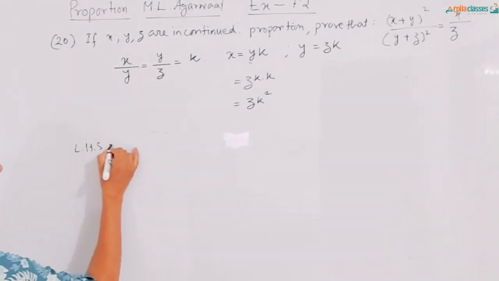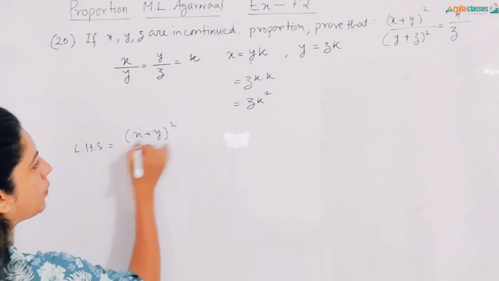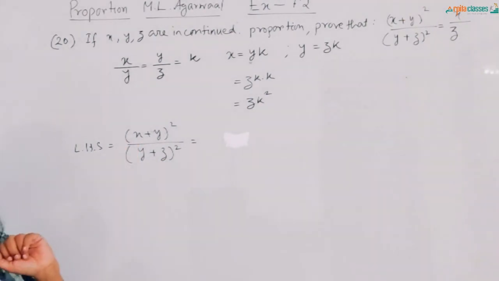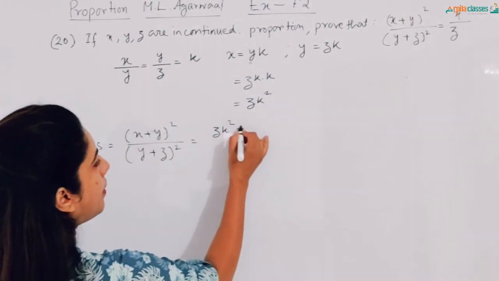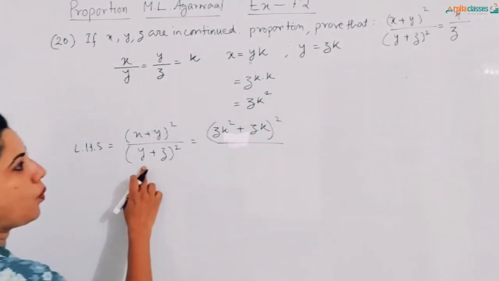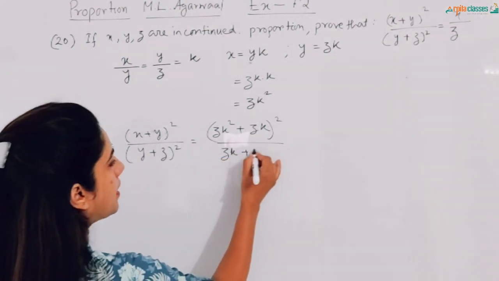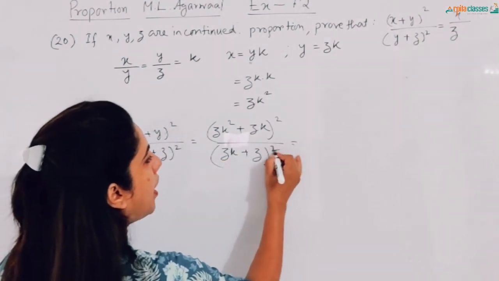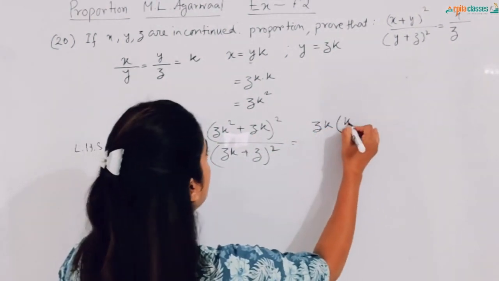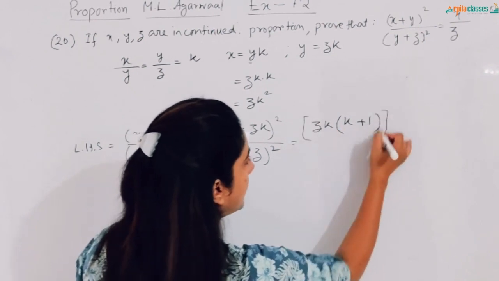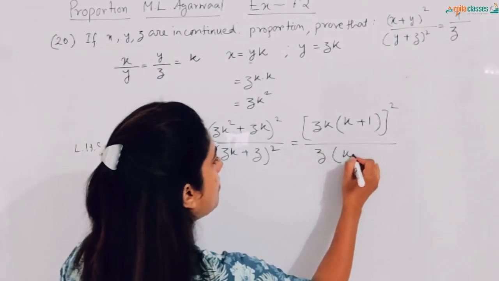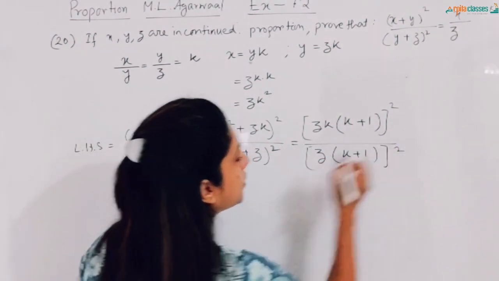Now let us take the left hand side. The left hand side is (x plus y) the whole square upon (y plus z) the whole square. Now in place of x I want to put zk square. So it's (zk square plus y, that is zk) the whole square divided by (y plus z), that is (zk plus z) the whole square. Now let us take zk common from the numerator. So if I take zk common, it will be (k plus 1), and this entire thing has got a square. Down I'll take z common. So it is (k plus 1), and this entire thing has got a square.